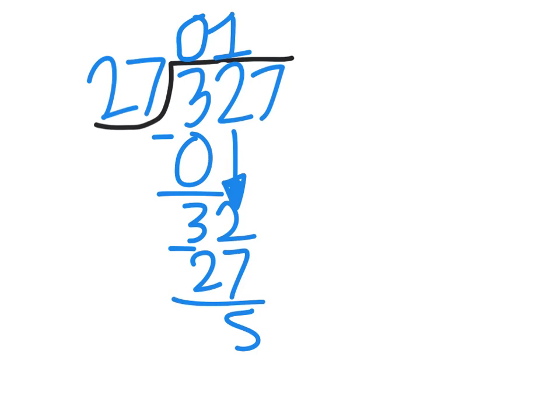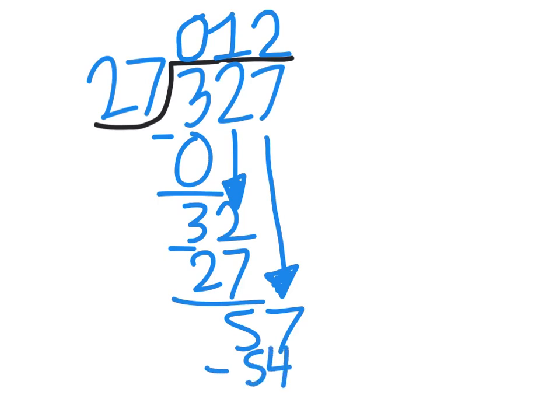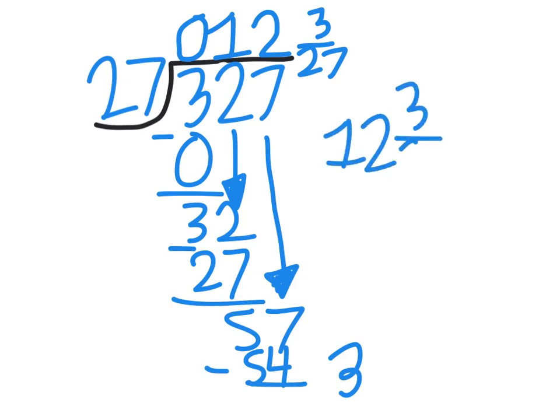And then we bring down the 7, and we get 57. 27 goes into 57 2 times, so we put a whole number result of 2 on top, and we know that 2 times 27 is 54. So now we subtract the 54 from the 57, which gets us a remainder of 3. Now we don't have anything else to pull down, so our 3 is our remainder here, and we put it over the 27. So we get an answer of 12 and 3/27.